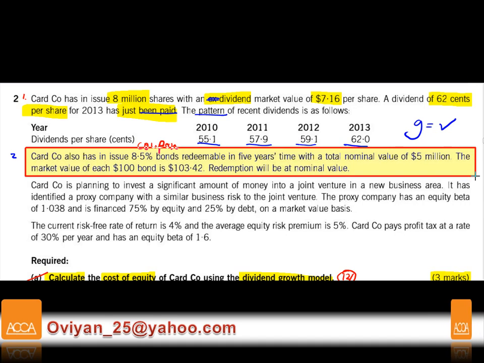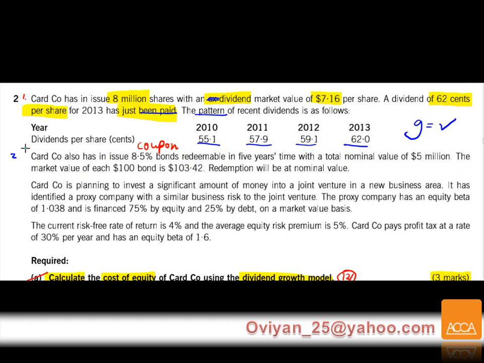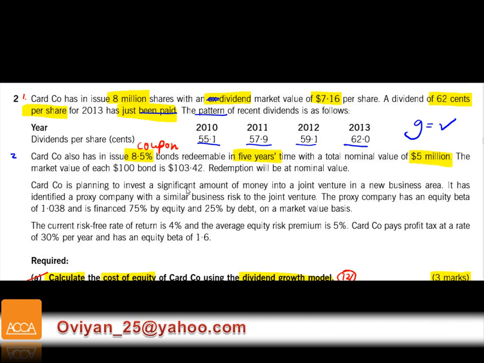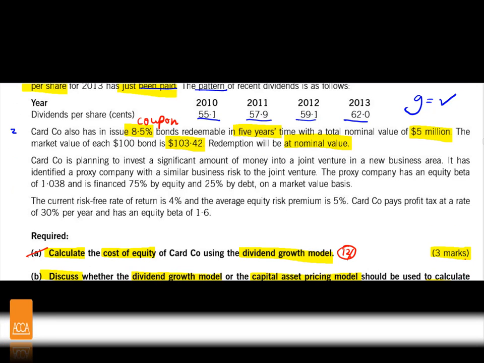The market value for each $100 bond is 103.42. Redemption will be at their nominal value. So what are the important points here? The points are 8.5%, 5-year bond, valuation 5 million, 103.42 per 100, redeemed at par. The third paragraph will be: card company is planning to invest.